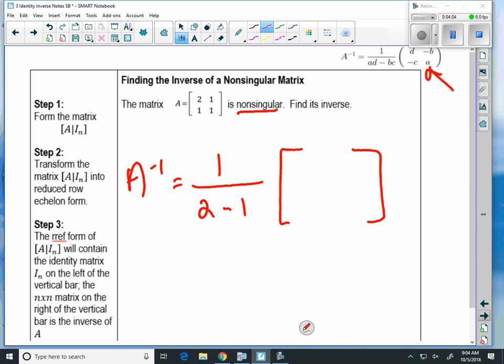Okay, now, it says here, we swap the A and D. So we take those 2 numbers and we flip them. So this 2 and this 1, we're just going to flip those. And then this 1 and this 1, we just change their signs. All right, from here, it's just simplifying. So this would be like 1 over 1. What's 1 over 1? Just 1. So I'm just going to change that to 1.